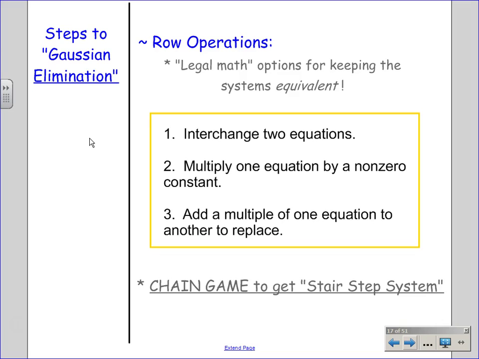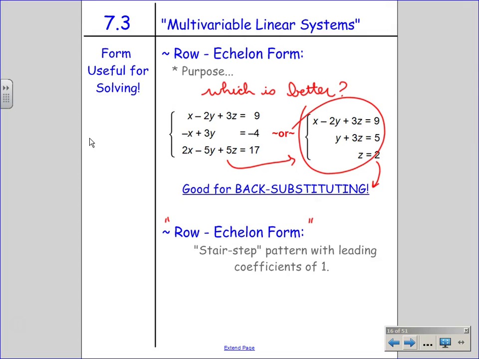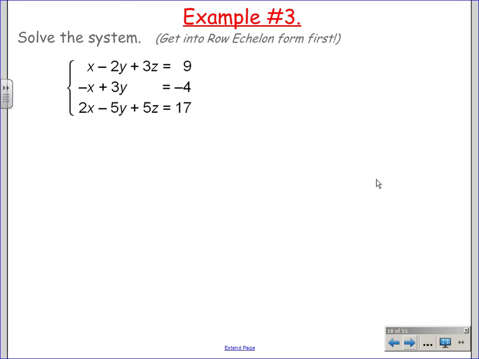You can switch up two equations. You can multiply an equation by a non-zero constant. You can add a multiple of one to another. That's just legal elimination-y stuff. So let's figure out how to put this all together. And what is our process to getting that nice system that is so much easier to solve? All right, so let's start with the nasty one.